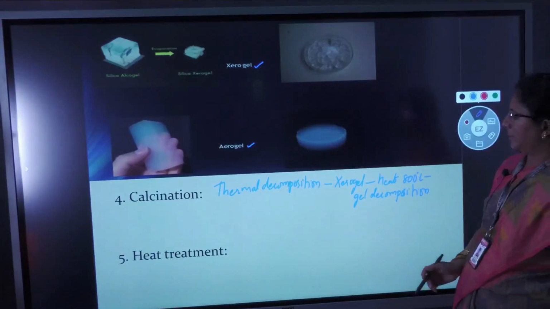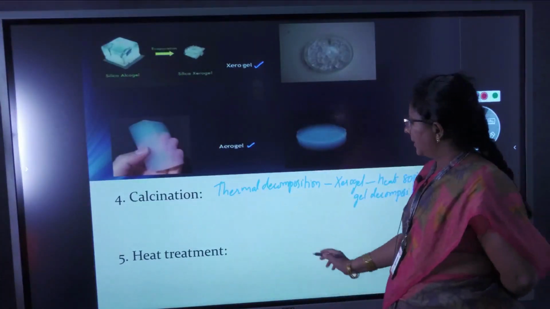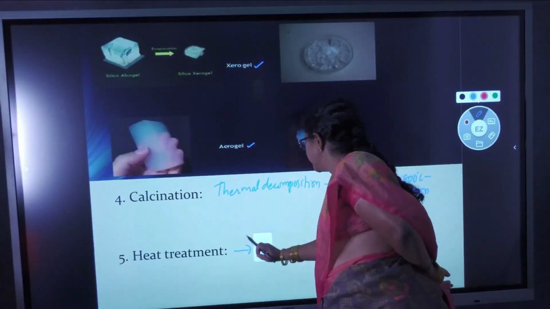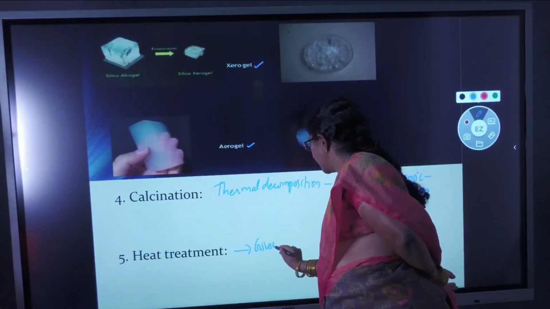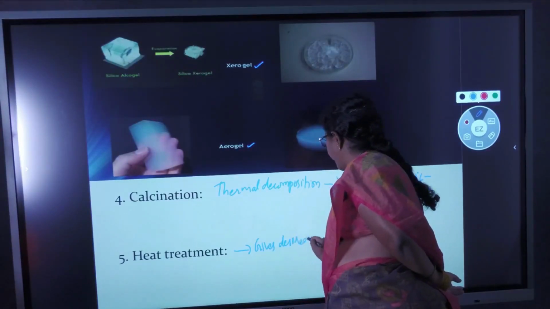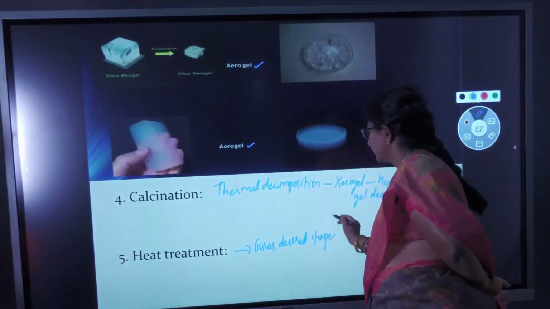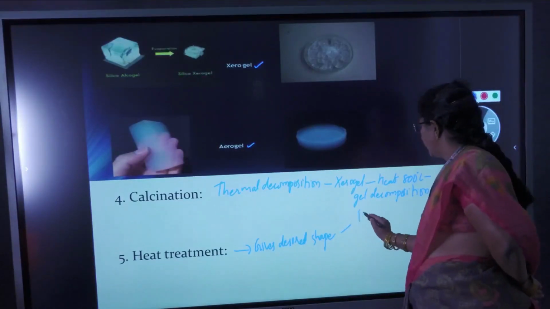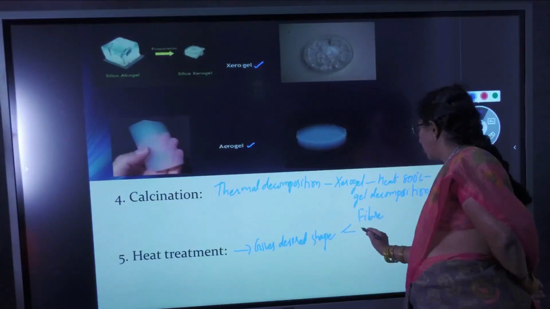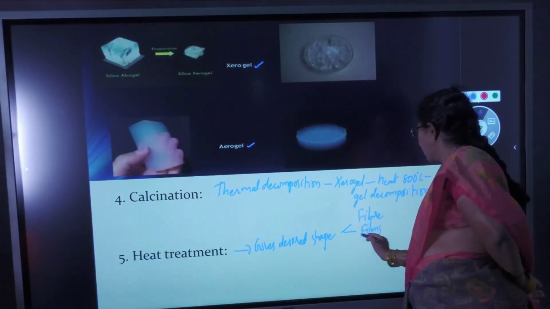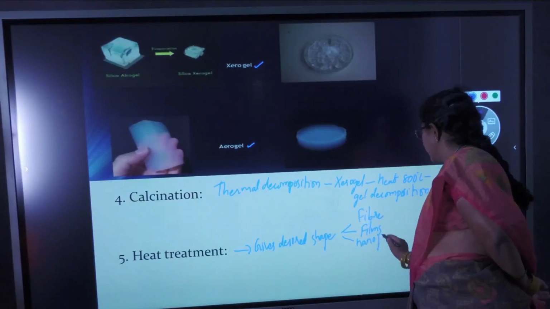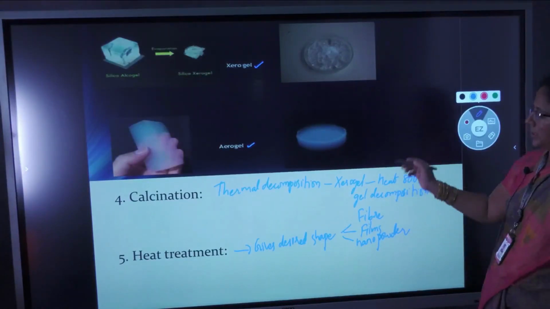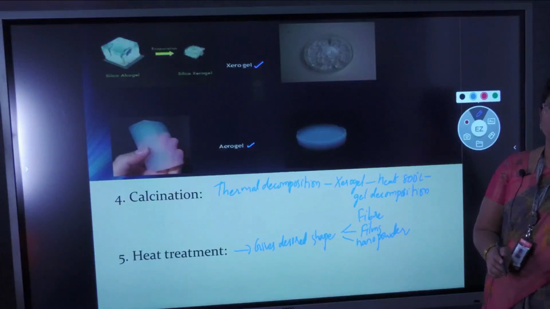Next, heat treatment. This heat treatment is done to give the desired shape to the nanoparticle. That means we can convert that nanoparticle into a fiber form or in the form of films or as nano powder. Subsequently these will be transformed into ceramic. So this is about the Sol-Gel method of preparation of nanoparticles.